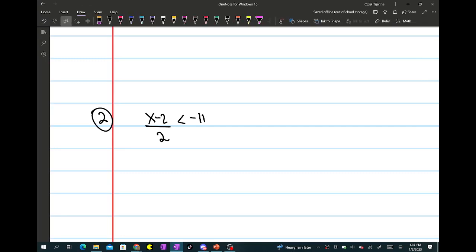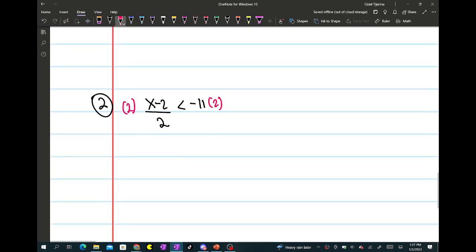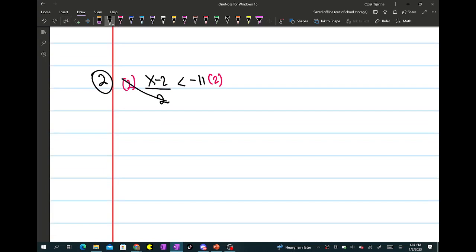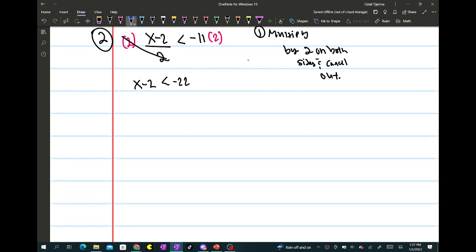What you really have to do here is multiply by 2 on both sides, and then this cancels out, and you get x minus 2 is less than -22. So number 1, multiply by 2 on both sides and cancel out, and then here we're going to do plus 2 on both sides, and this should give us x is less than -20.